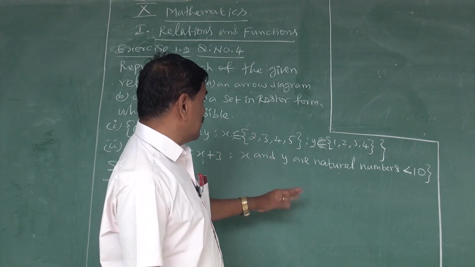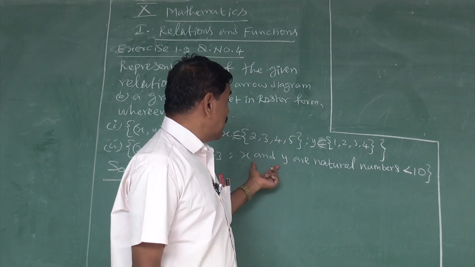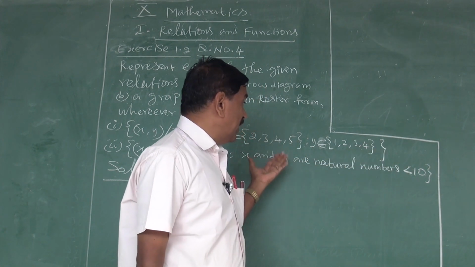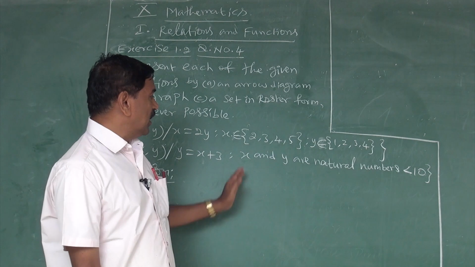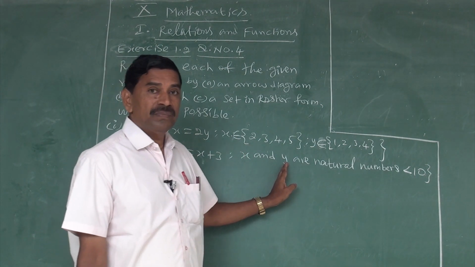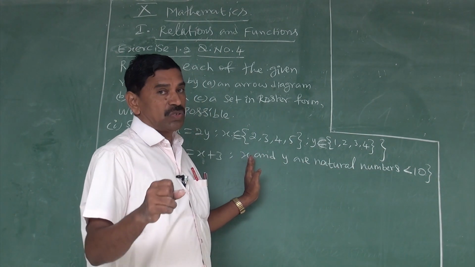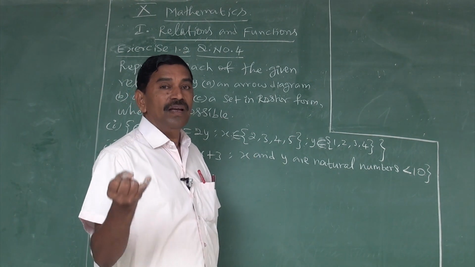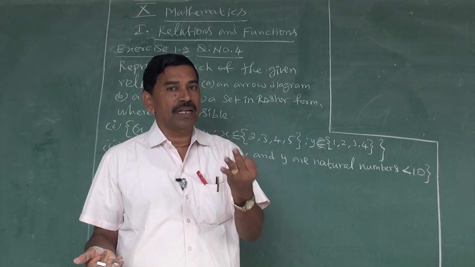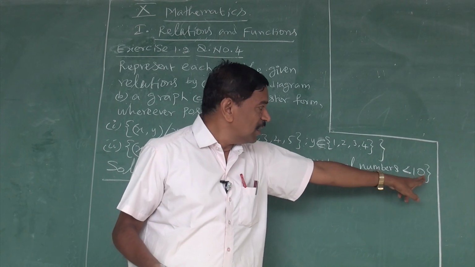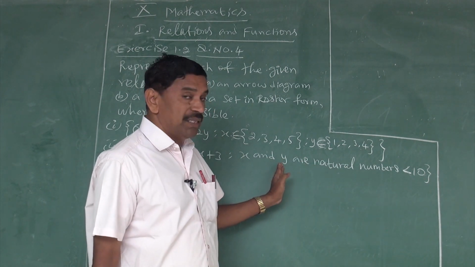Infinite set. The condition is both x and y are natural numbers less than 10. Here both x and y cannot take 10. They take less than 10 only, which means from 1 to 9. So x belongs to 1, 2, 3, 4, 5, 6, 7, 8, 9. Sorry, not 10, that is less than 10 only, up to 9. So x can take the values 1 to 9, and y can take the values 1 to 9.